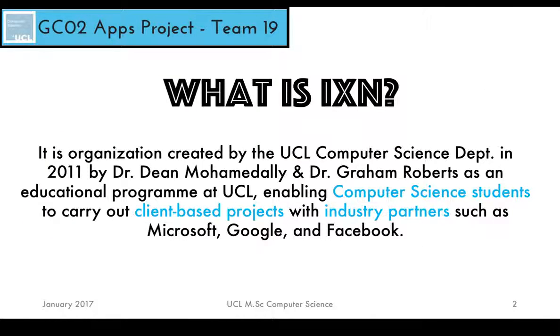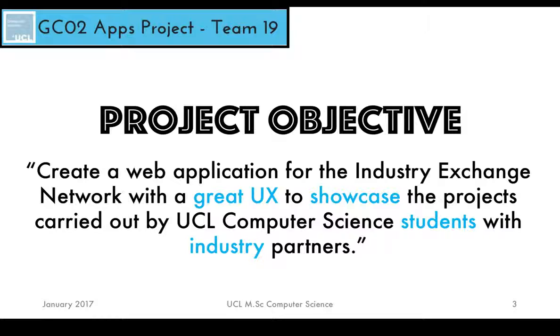So firstly, to introduce what the IXN actually is. It's a group that was created at UCL in 2011 in order to enable computer science students to carry out projects with industry partners such as Google, Facebook, and Microsoft. At that point in time, there was nowhere to actually showcase the work that was carried out by the students, and this leads to the objective for our project, which was to create a dynamic web application to showcase all of the work carried out under this group.